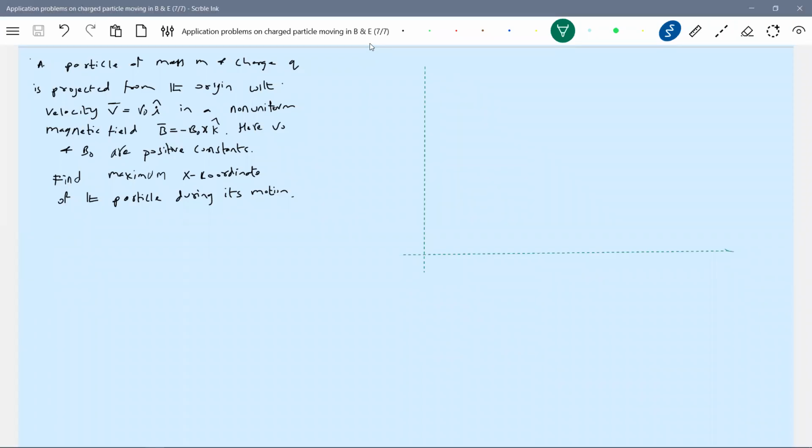Okay, this is the XY plane. It is projected from the origin with a velocity v naught. Now what will happen to the charged particle? Look at B bar, it is into the plane everywhere. I'll show it here. That magnetic field is going to vary along x, a non-uniform magnetic field. From Fleming's left-hand rule, with B bar and velocity, the magnetic force will act in this direction. Let it be some F naught initially.